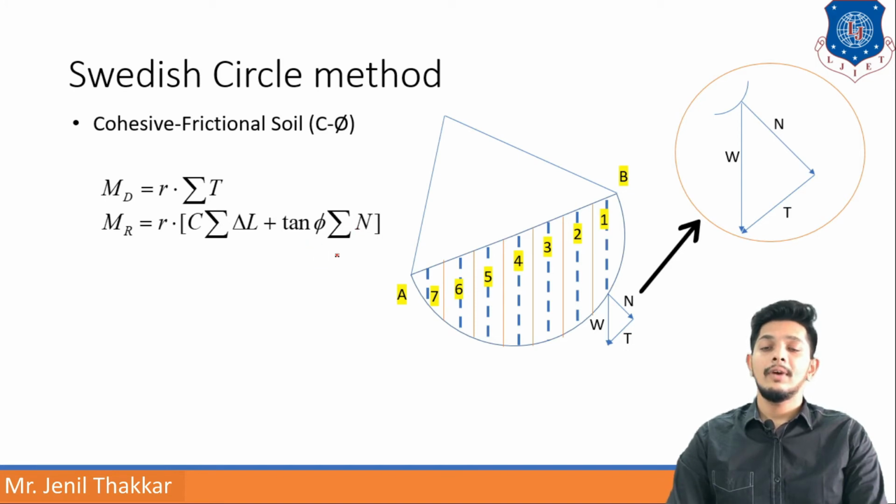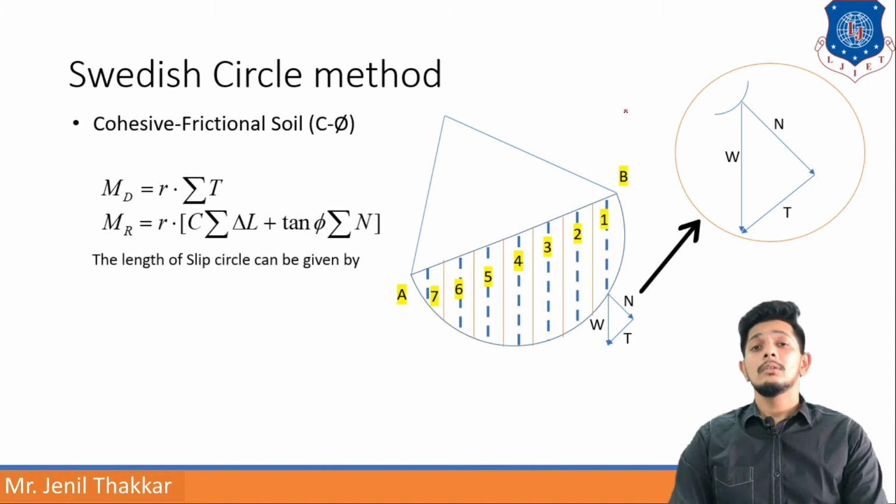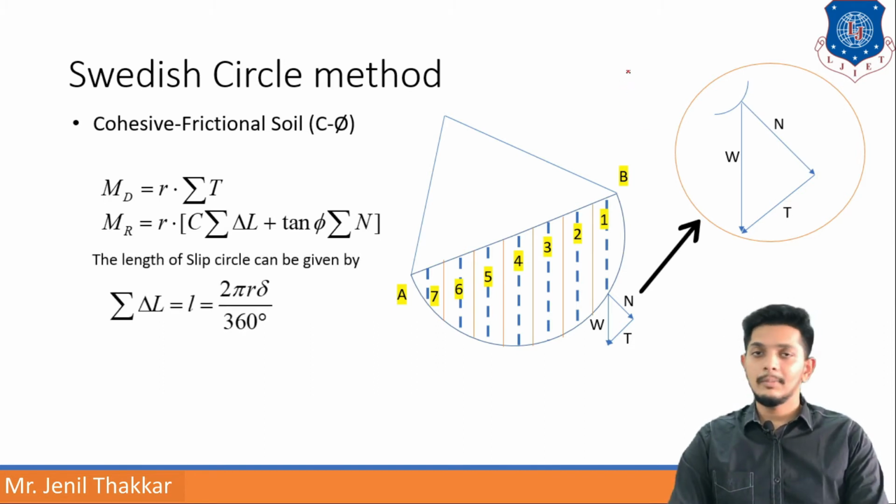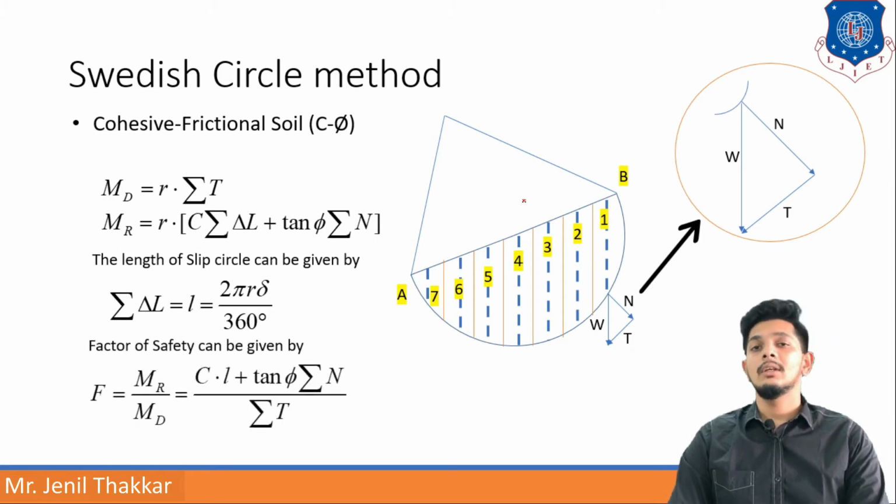Here tan phi is the angle of shearing resistance and N is the normal component which will resist the moment and resist the failure. Talking about the length, total sigma delta L can be considered as L in the previous case, 2 pi r delta by 360. That will be similar. And the factor of safety equation will be written as F is equal to Mr by Md, that is, C L plus tan phi into sigma N upon sigma T.